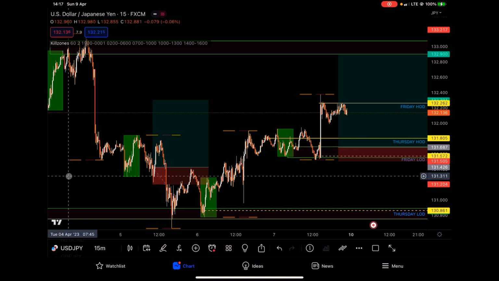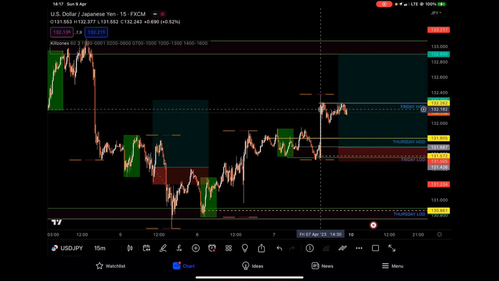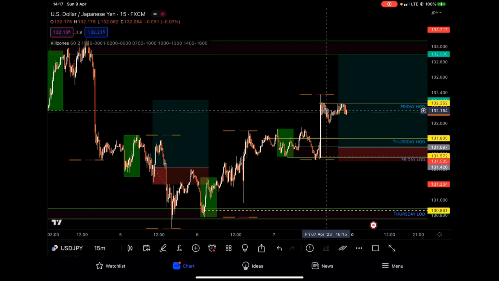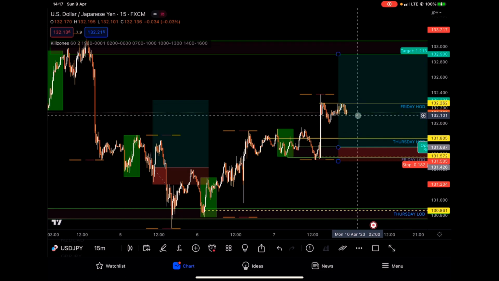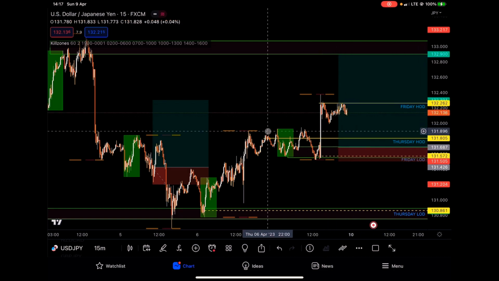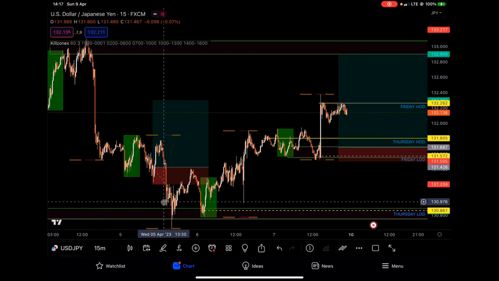Clearly we see Thursday created a lower low. This demand zone pushed the market all the way up to this particular supply zone. Friday hit this zone at 14:30 and eventually failed to break that zone. What's interesting here is that the market was in a downtrend from this particular level, 31,950, moving from this supply zone to this demand zone.